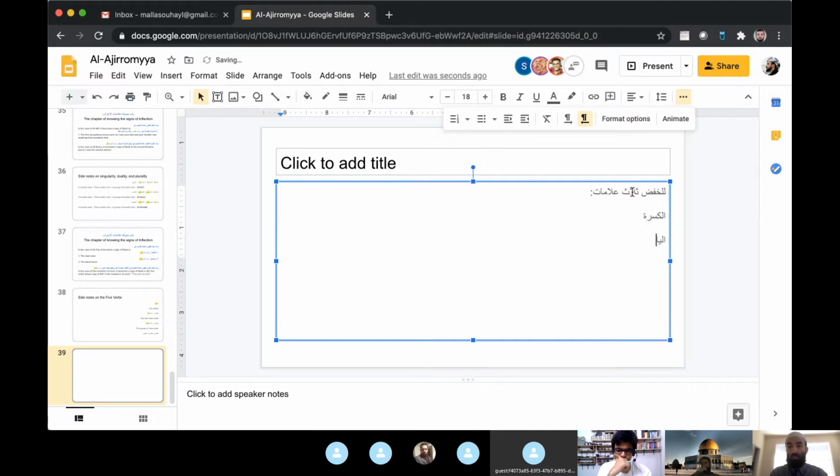الياء. I guess this is how teachers teach at school as well, right? They will say something and then we'll go write it on the board. This is where you wait for the teacher to write it on the board, except we're doing it virtually.